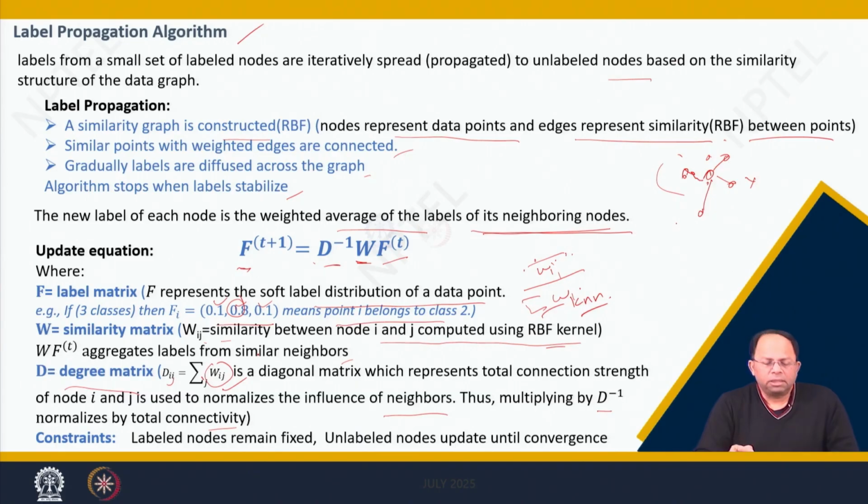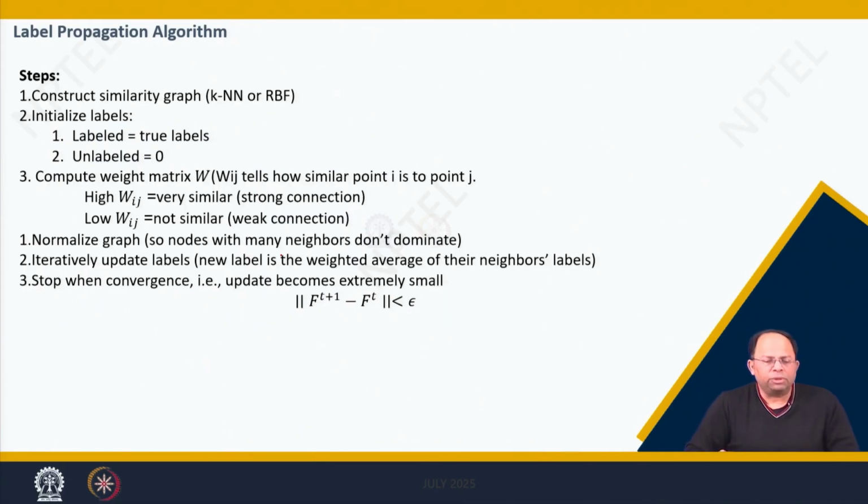Then there are two constraints. One is that labeled nodes remain fixed, and unlabeled nodes update until convergence. So that means labeled nodes don't change value. The unlabeled ones keep on updating their value until there is convergence, right? Because we are propagating in different directions based on similarity. So every time the similarity value is changing and the Fij value is changing, so the F^T value is changing. So it keeps on updating the unlabeled data labels, and eventually we reach a point when there is not too much change, and we adopt that as the solution.